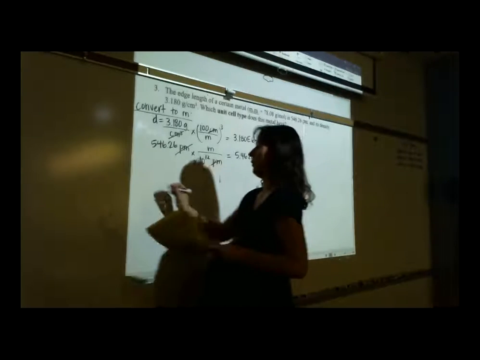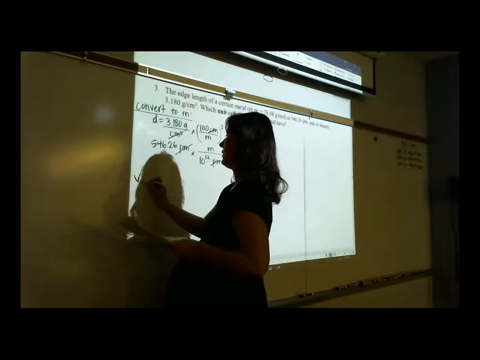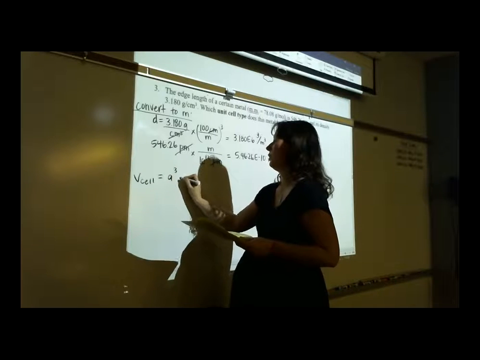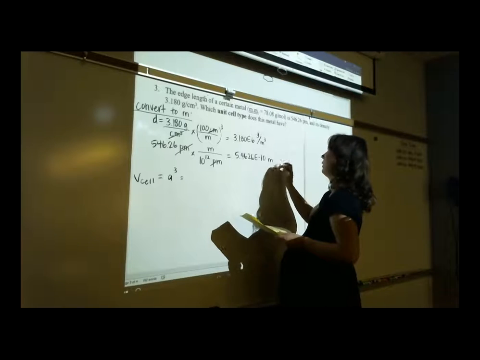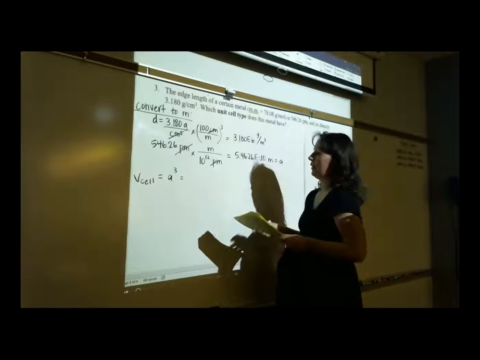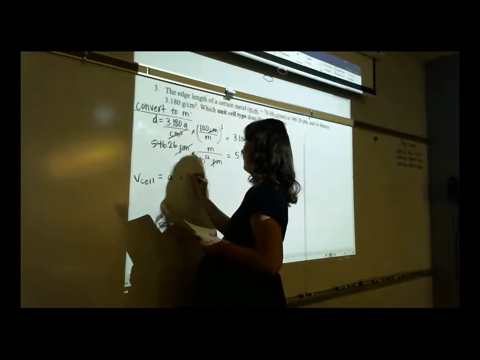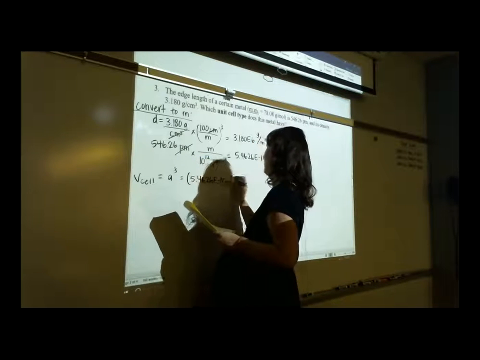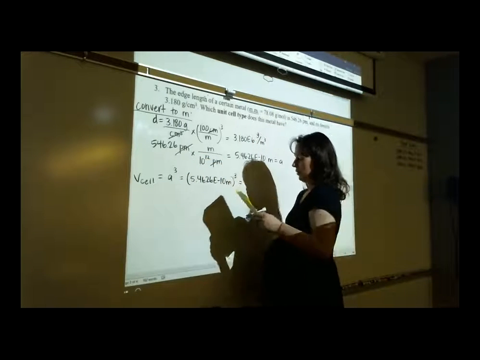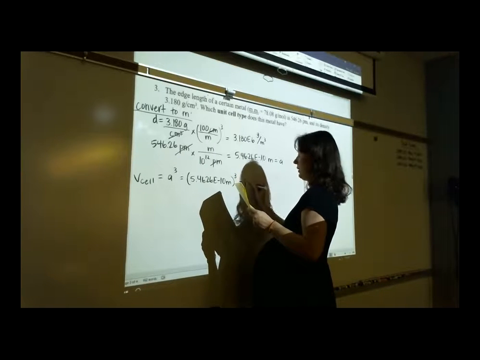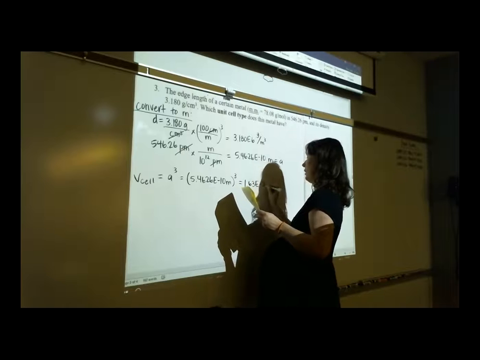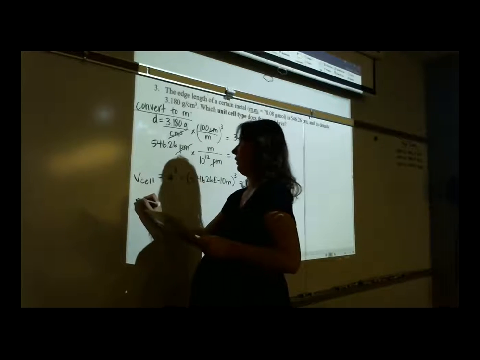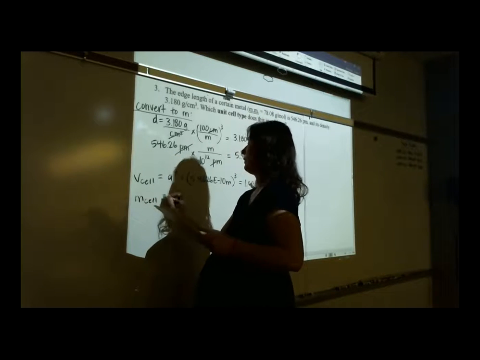All right, let's calculate volume of the cell. V cell, so that's what? It's still just A cubed. And we just solved for A right here. So to get volume of the cell, we're just going to cube that. 5.4626 times 10 to the negative 10th meters, and let's cube it. So I got 1.63 times 10 to the negative 28 meters cubed. Now let's calculate the mass of the cell. How do we get the mass of the cell?